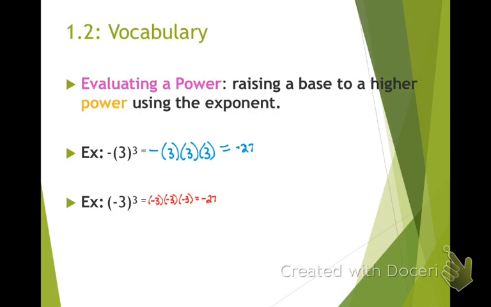The biggest time that you're going to have a discrepancy is whenever it's going to be an even power. Okay? Or if there was another negative inside of the parenthesis, we don't distribute that negative inside. We do the exponent first, and then we worry about the negative.